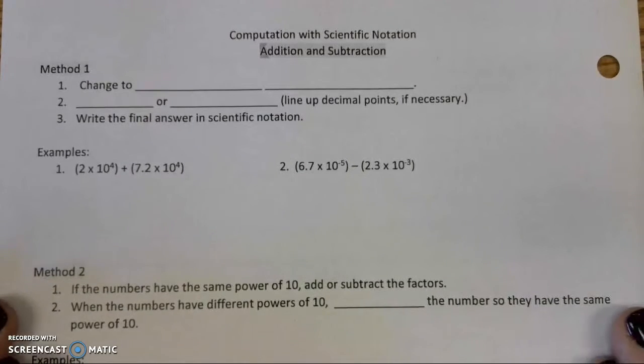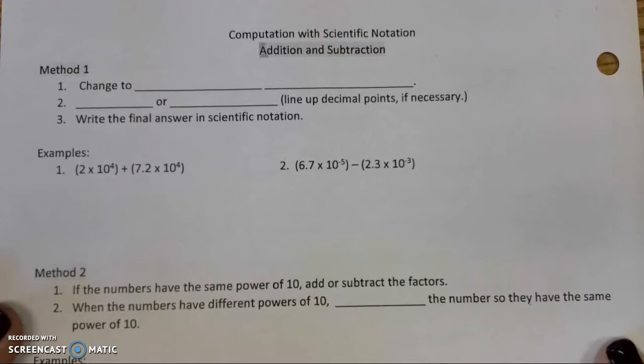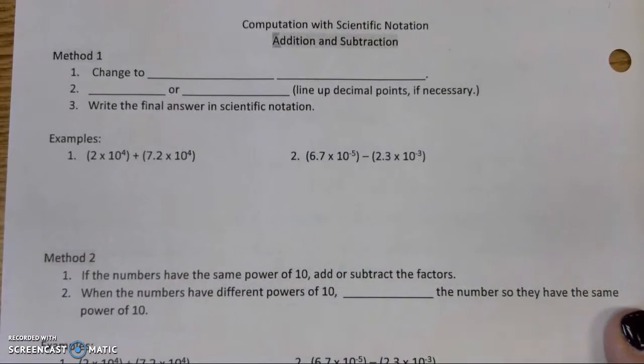Hi everyone. Today we're going to talk about doing computation with scientific notation, adding, subtracting, multiplying, and dividing. When we add and subtract numbers in scientific notation, there are actually two methods that you can use. We're going to look at both of them, just decide which one works best for you and use the method that works best for you.